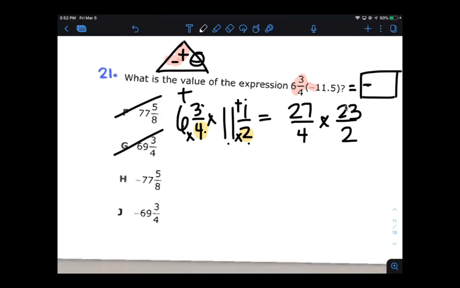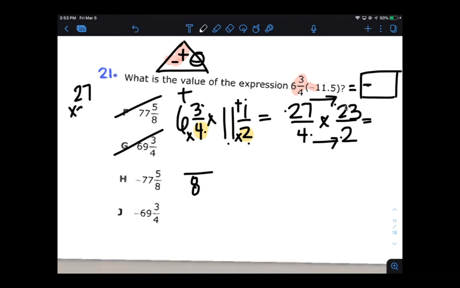We see we could simplify 27 and 2. We can't. 23 and 4, we can't. So we're going to have to multiply straight across. We know 4 times 2 is 8. We can take care of that, right? We have to multiply 27 times 23. So I think I'll do that here on the side, on the left.